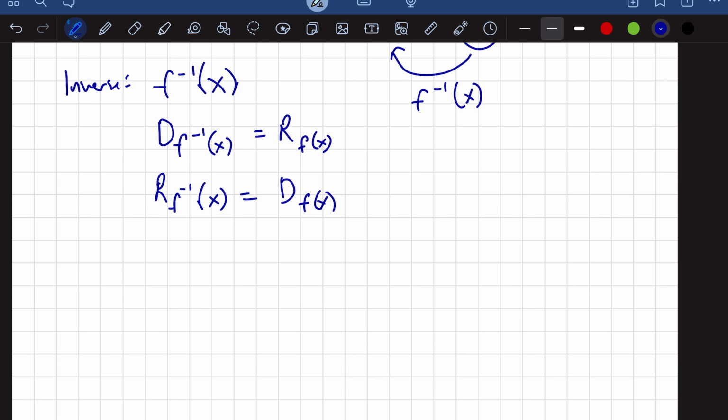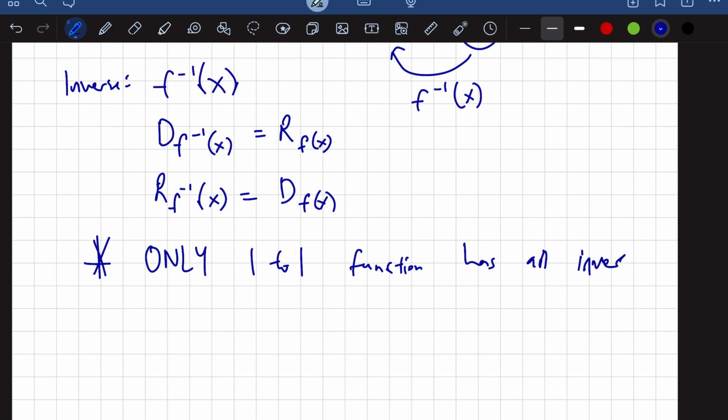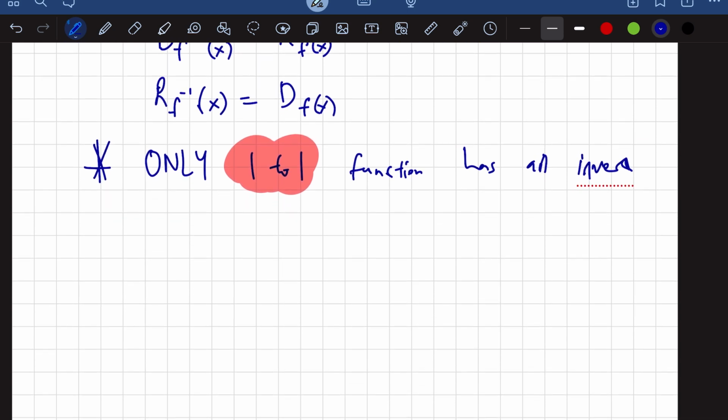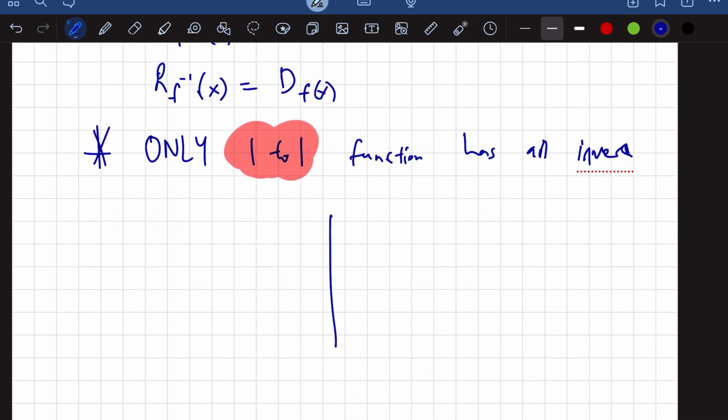Now, you may be thinking, okay, every function can have an inverse, and that is actually not true. There is a rule, and the rule is very clear: only a one-to-one function has an inverse. Only one-to-one. If it's not a one-to-one function, you won't find an inverse. Now, let me give you an example very quickly why that is true.